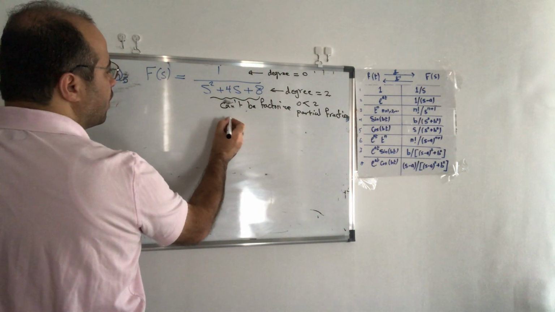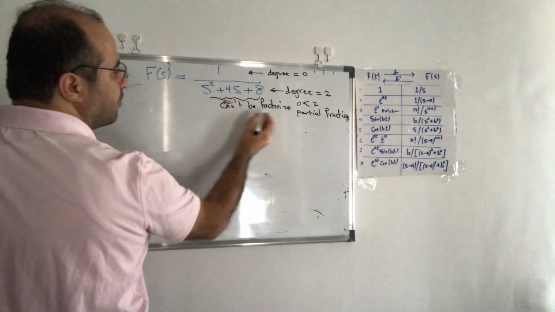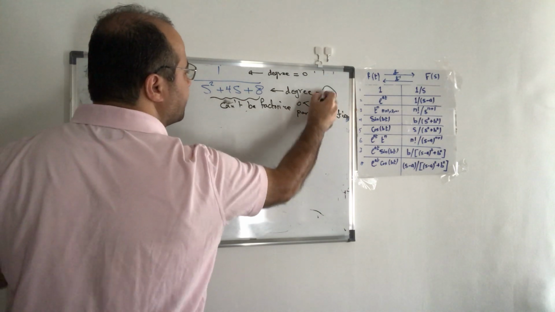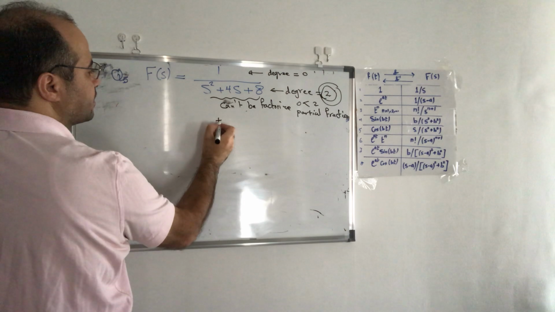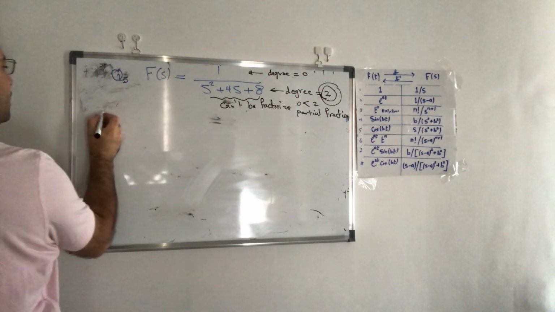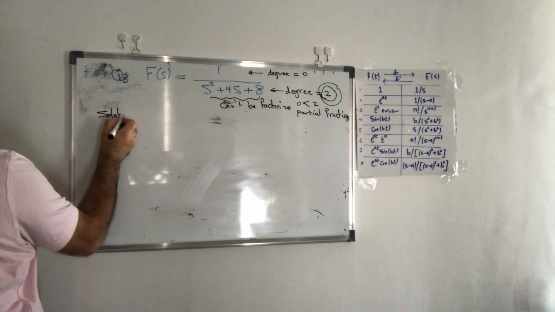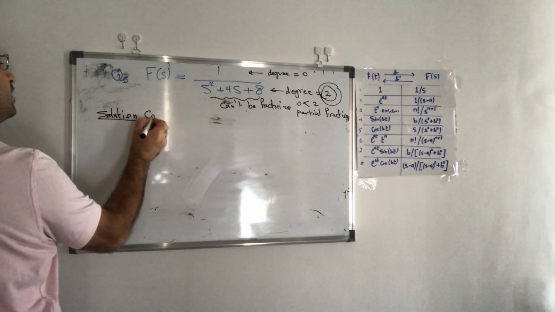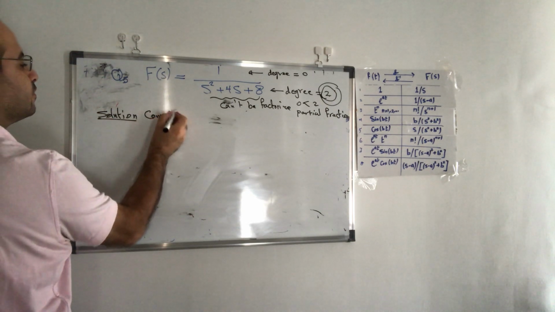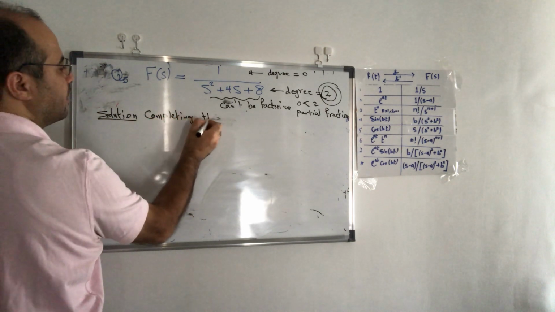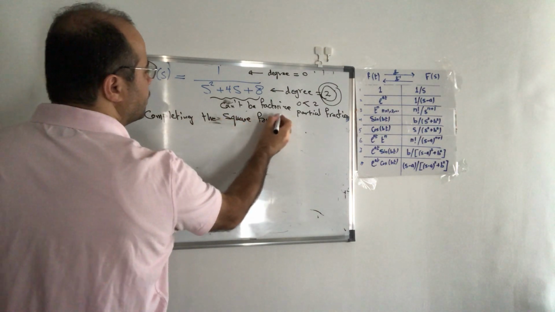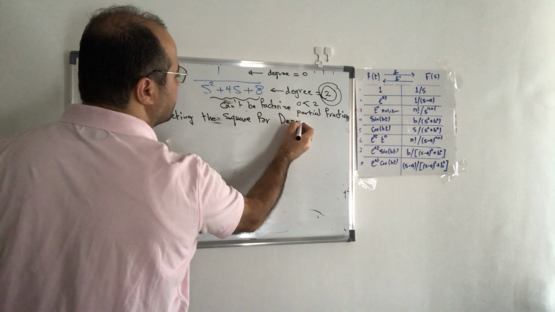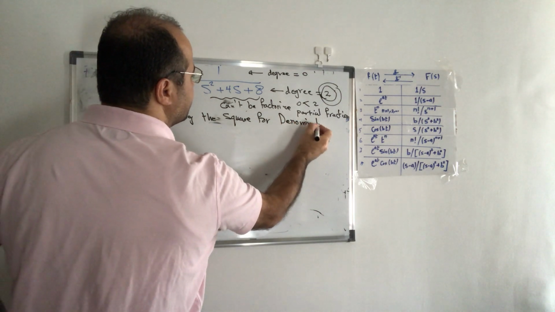Again, because the degree is 2 here and it is irreducible, I'm going to add and subtract. So completing the square here, solution, completing the square for the denominator.